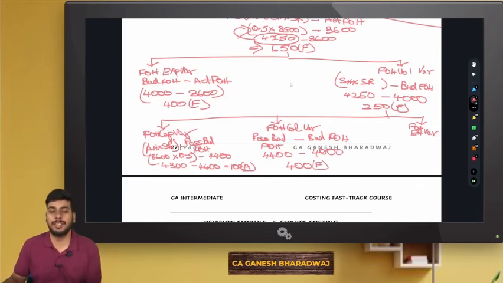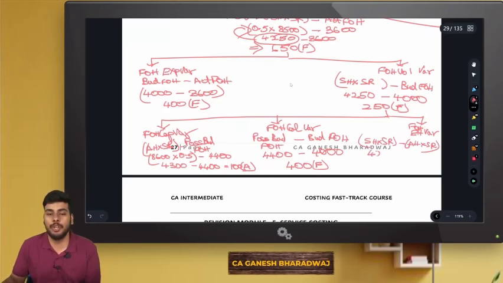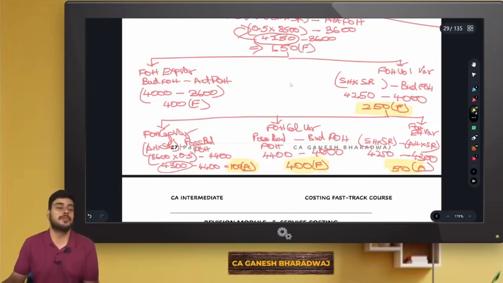And finally, this is your fixed overhead efficiency variance. SH into SR, that is absorbed overheads, minus AH into SR. How much is this? 4,250 minus 4,300, which you can pick directly. That is 50. Adverse or favorable? Adverse. Are you clear? Now if you add these three, 100 adverse, 400 favorable, 50 adverse, do you get 250 favorable?